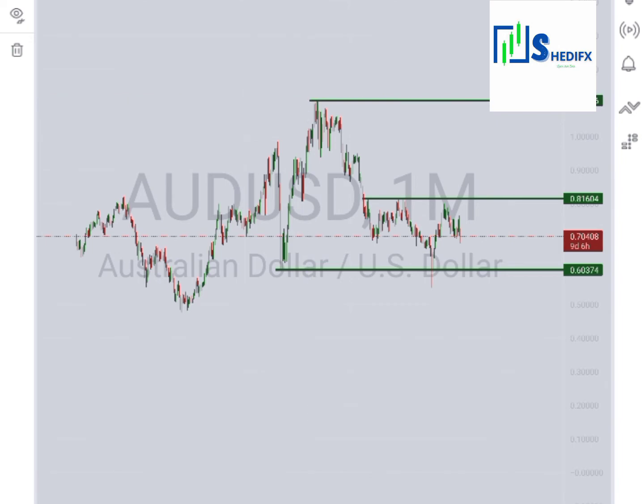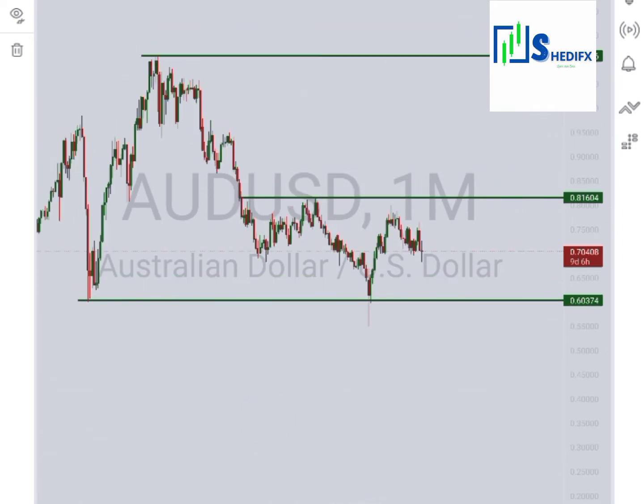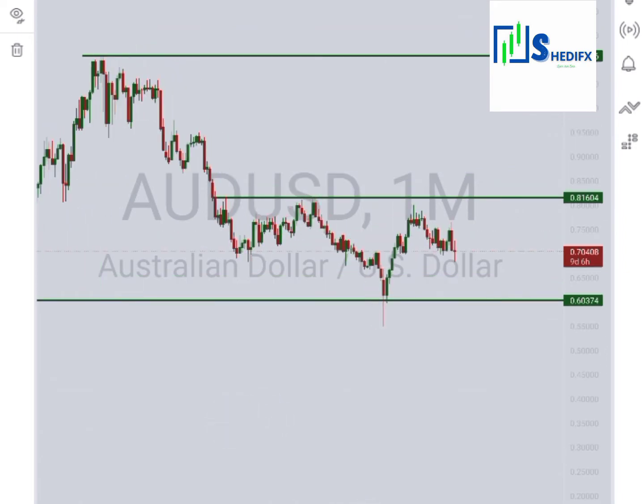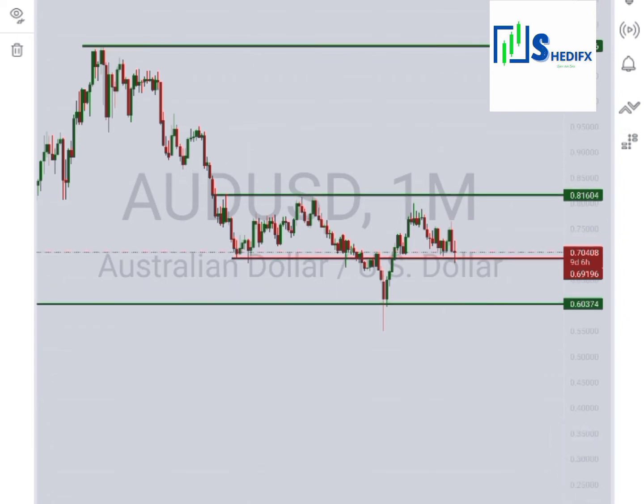We should just be looking at what we have inside. So I'm zooming out right now. So we have like an inverted head and shoulders. We have an inverted head and shoulders here. So let me be changing the color. So I guess we should be looking out for buys on this area.